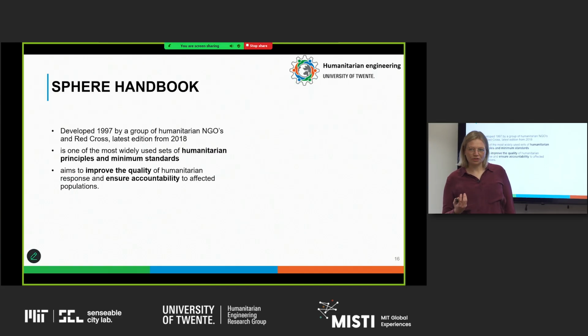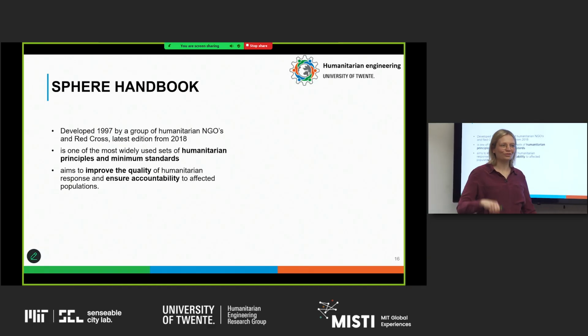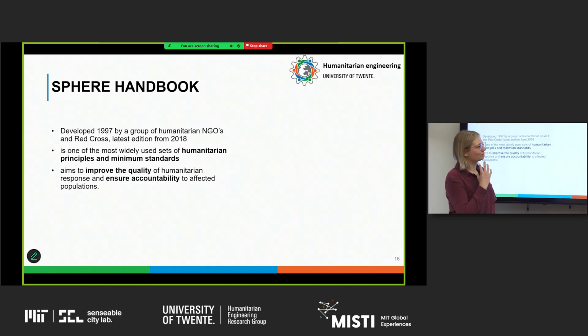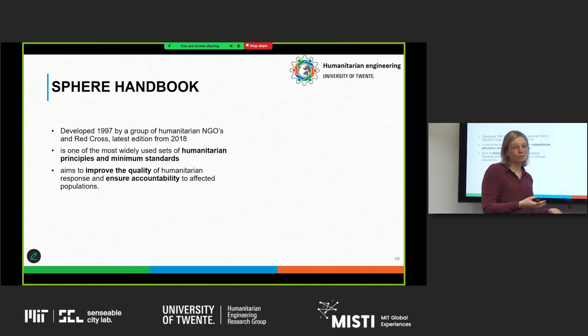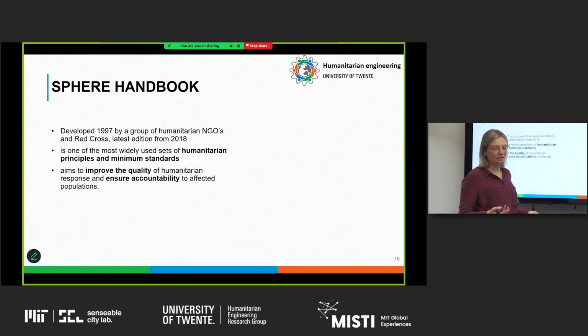For that, there's, for example, the Sphere handbook. The Sphere handbook is kind of the Bible of humanitarian actors. It's written by the Red Cross and other leading NGOs. And it basically gives us a set of humanitarian principles of minimum standards that people in a crisis situation should have. We should preserve their dignity, uphold their dignity.